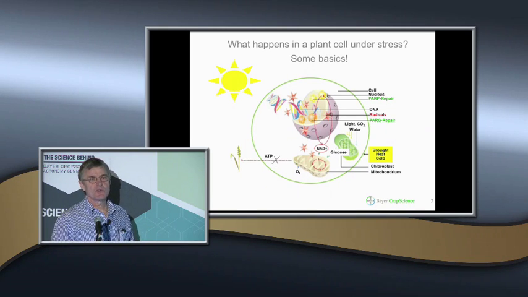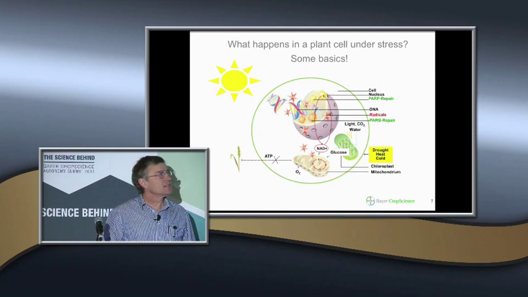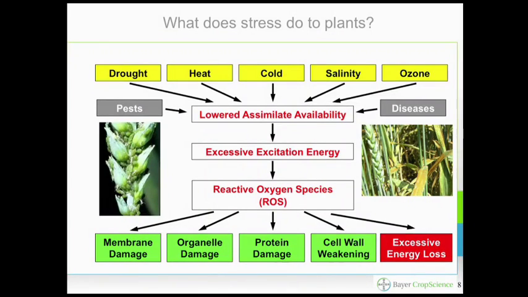So to cut a long story short, this is summarized on that slide. We have, again here, the stresses, abiotic stress and biotic stresses. They lower the assimilate availability. So glucose is an assimilate, and so if you further reduce the assimilation potential, you end up with excessive energy losses, which are caused by reactive oxygen species due to the sunlight, the excessive sunlight photons and so on, causing these damages.